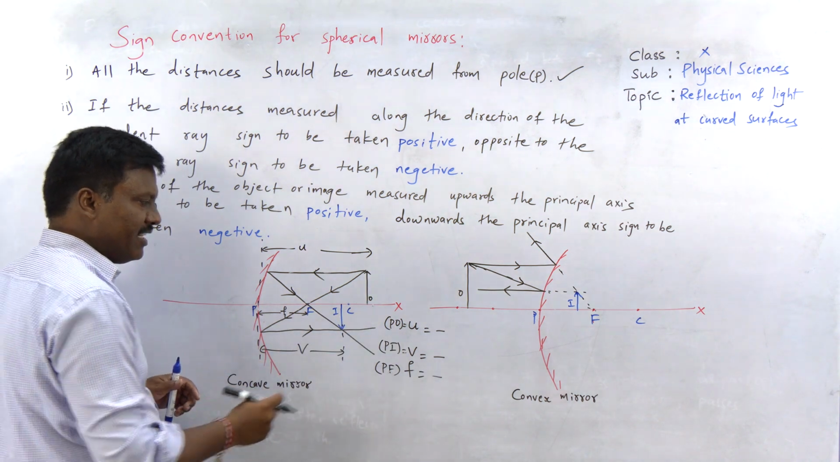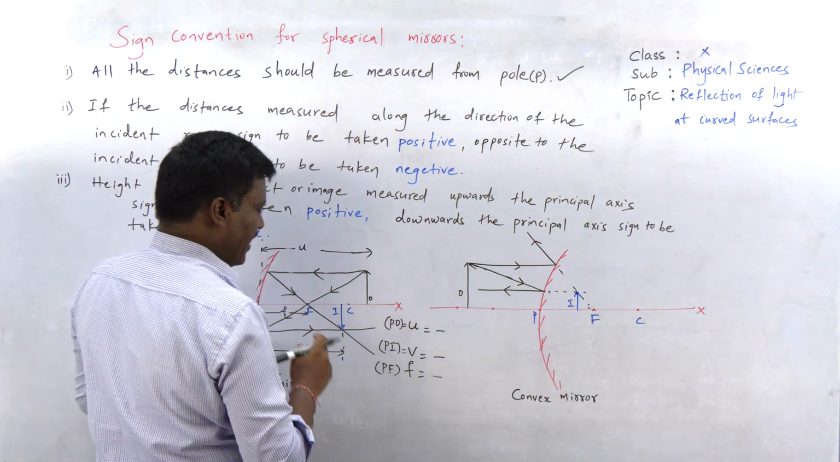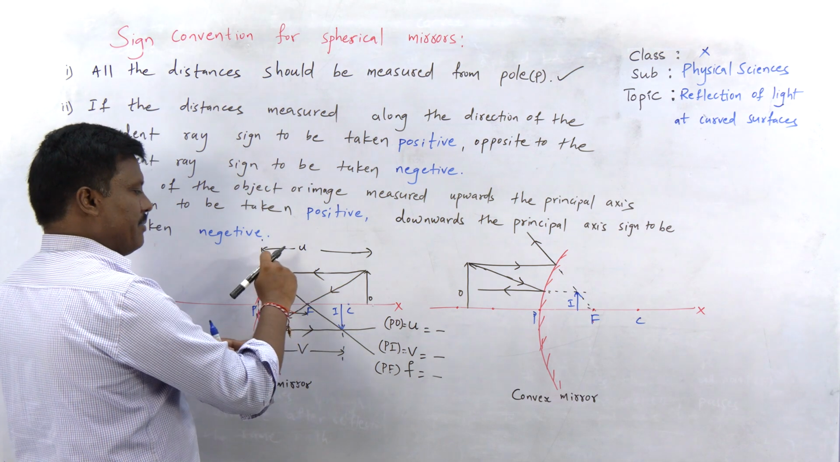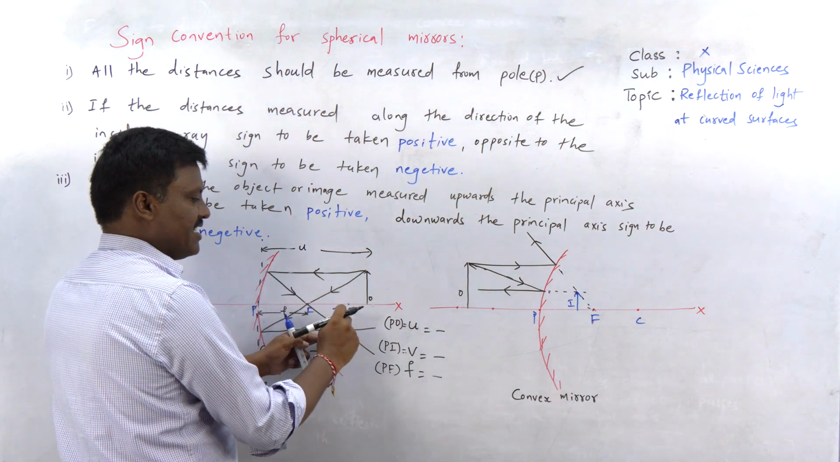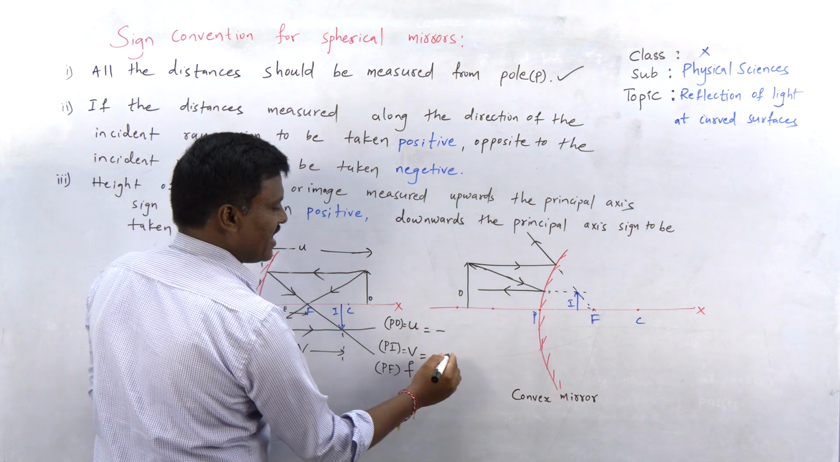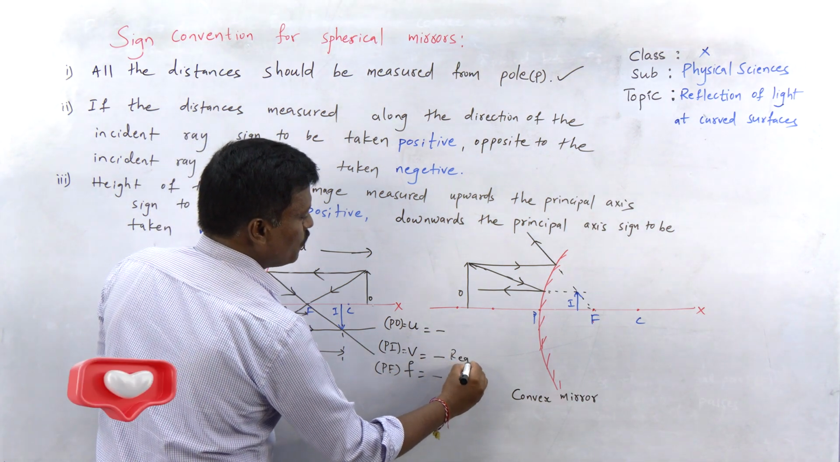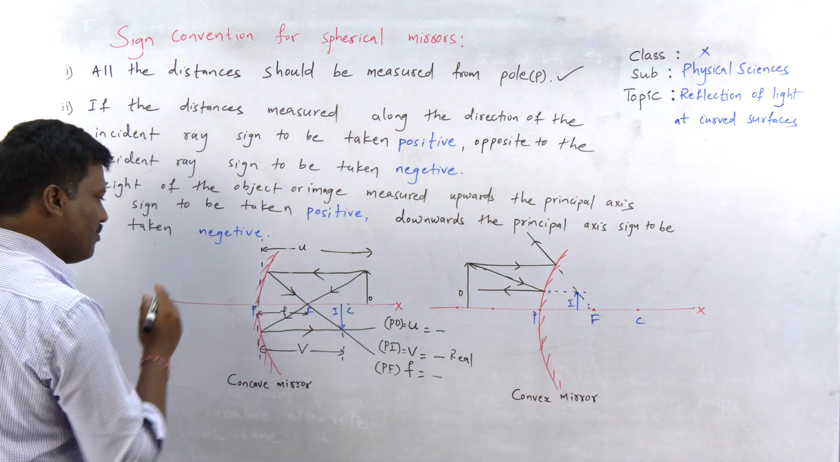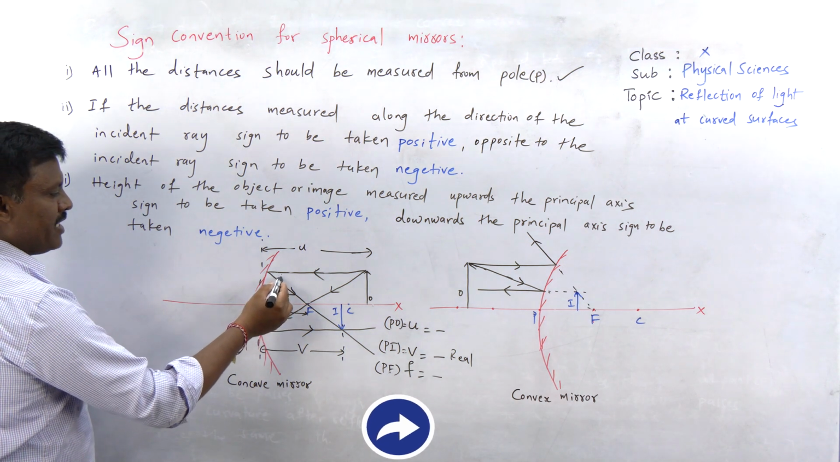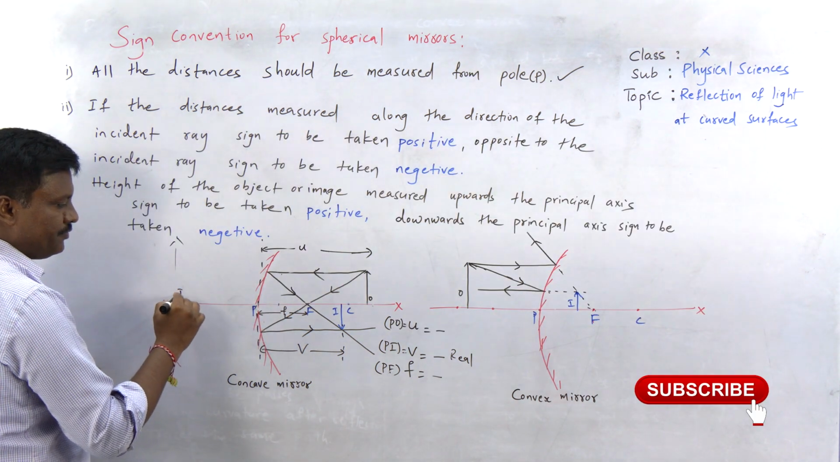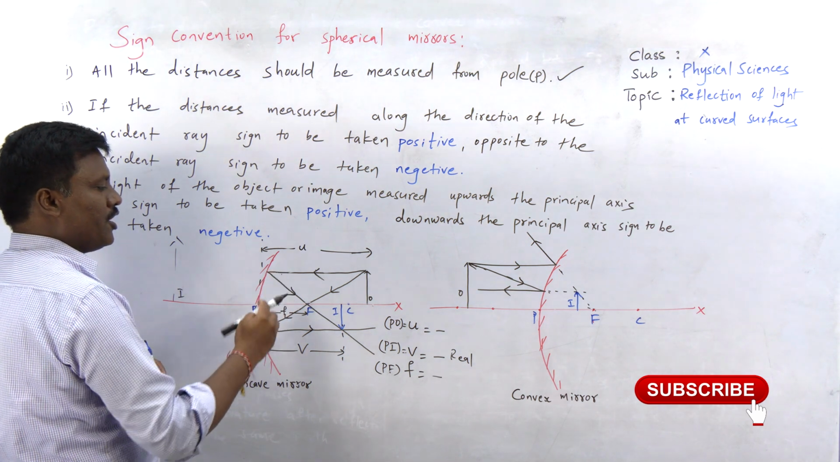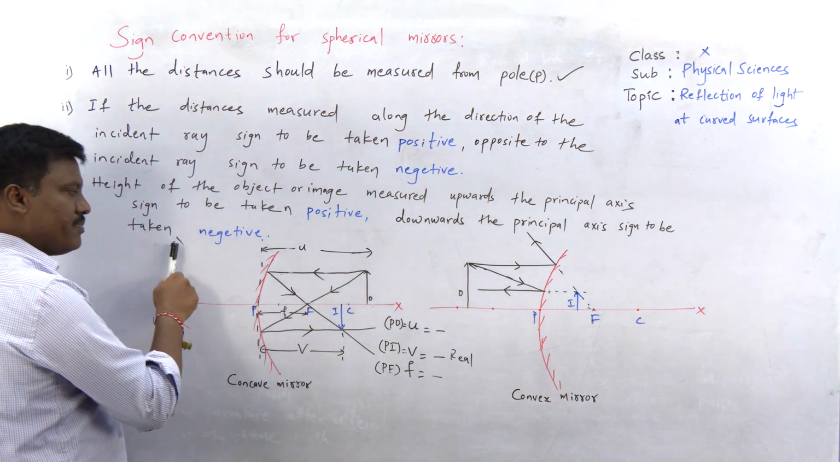But remember one thing. This image is a real image, right? The image is formed due to the converging phenomenon of the reflected light rays. This is a real image. For a real image, the sign convention is negative. But for a convex mirror, when the object is placed less than the focal length, between pole and focus, this forms the image behind the mirror.